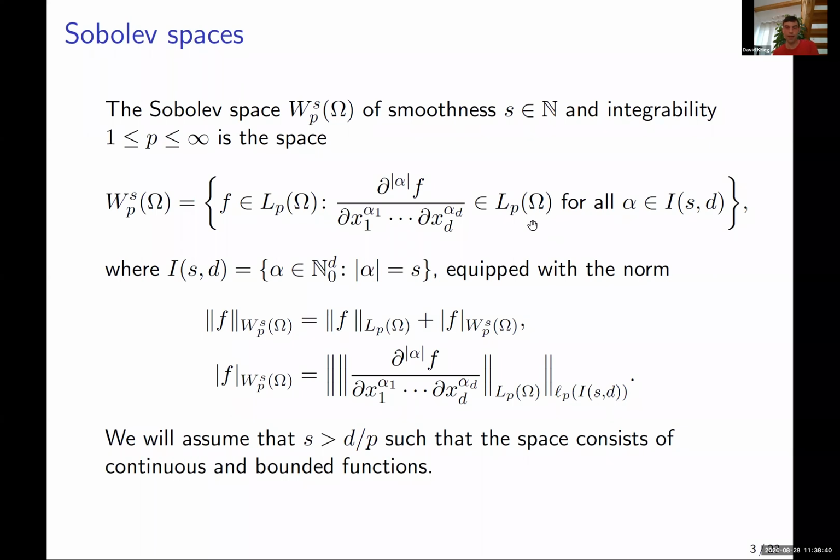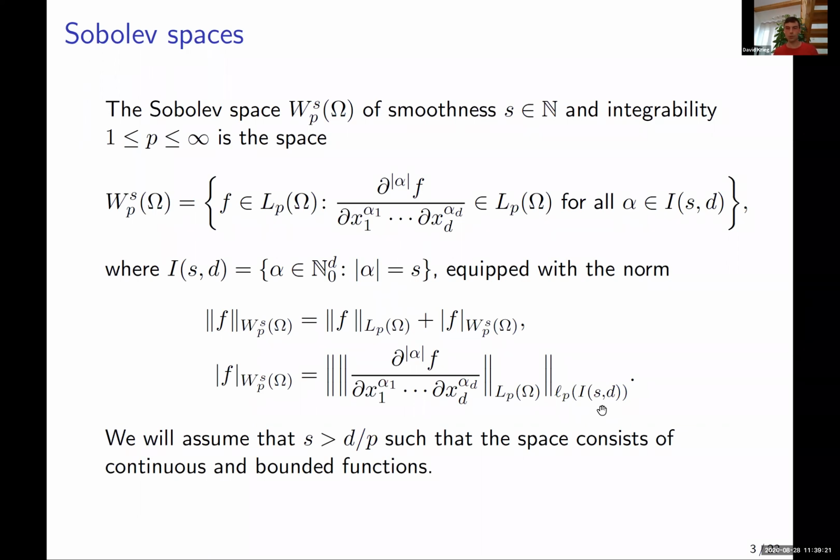And this is a Banach space if you equip it with this norm, for example. So you take the LP norm of the function plus the LP norm of the derivatives. Yeah, and here for the LP norm of the derivatives, I take again a little LP average over all derivatives of order S. But of course, you can exchange this P in little LP for some arbitrary other index, and you will get an equivalent norm because this little LP is on some finite index set.